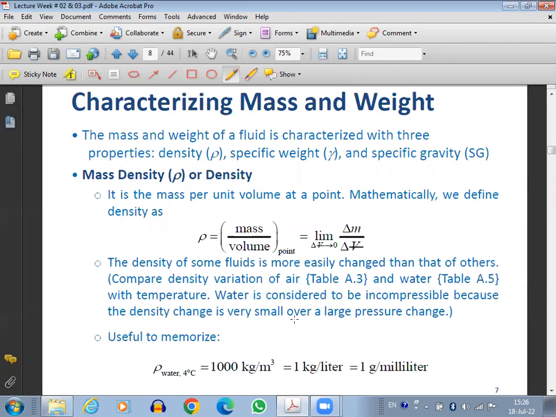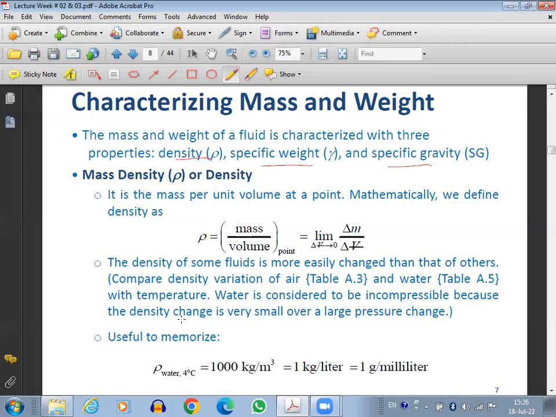Okay, characterizing mass and weight. Mass and weight of a fluid is characterized with three properties: density, specific weight, and specific gravity. You need to understand the definition of these terms, but also what they physically mean. When we talk about density, physically, what does density mean? How heavy is something? You know the formula of density: it's mass per unit volume. But physically, you need to understand that it tells how heavy something is.